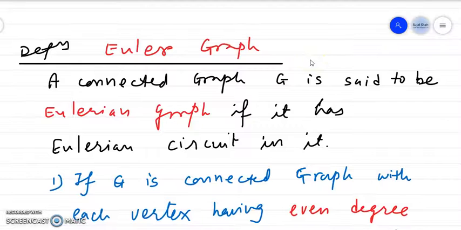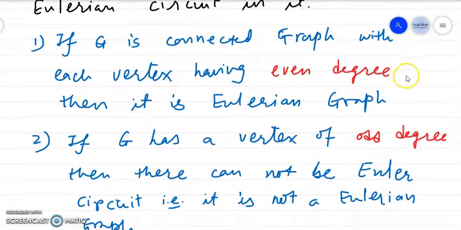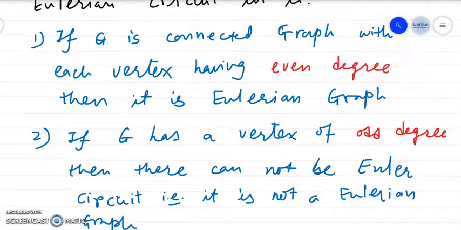Now we'll see the definition of Euler graph. A connected graph G is said to be Eulerian graph if it has Eulerian circuit in it. If graph G is a connected graph with each vertex having even degree, then it is Eulerian graph.